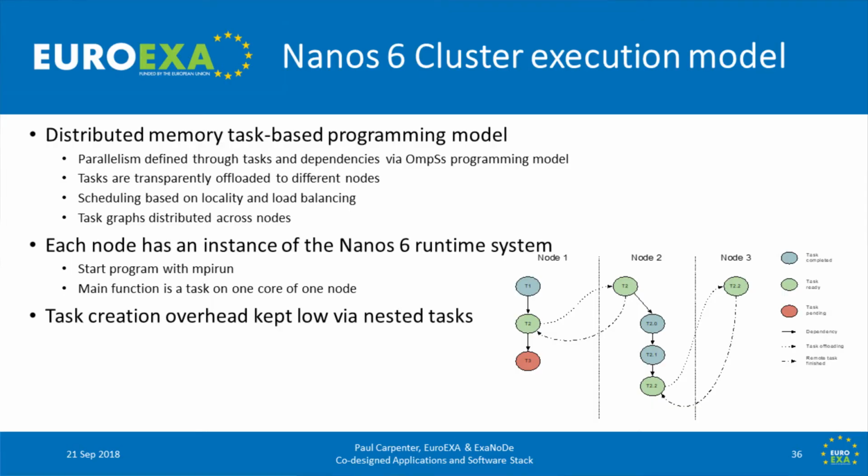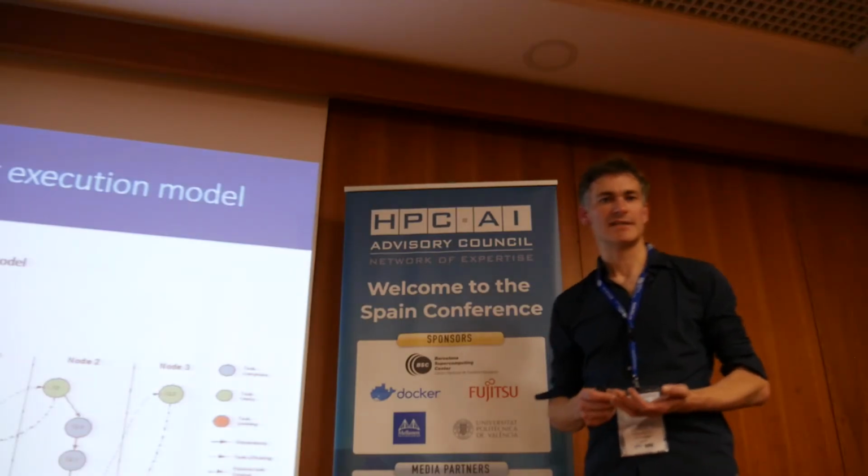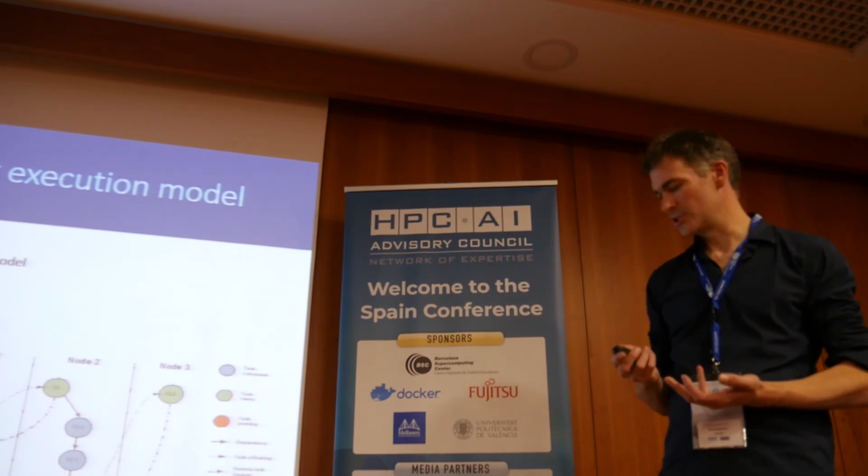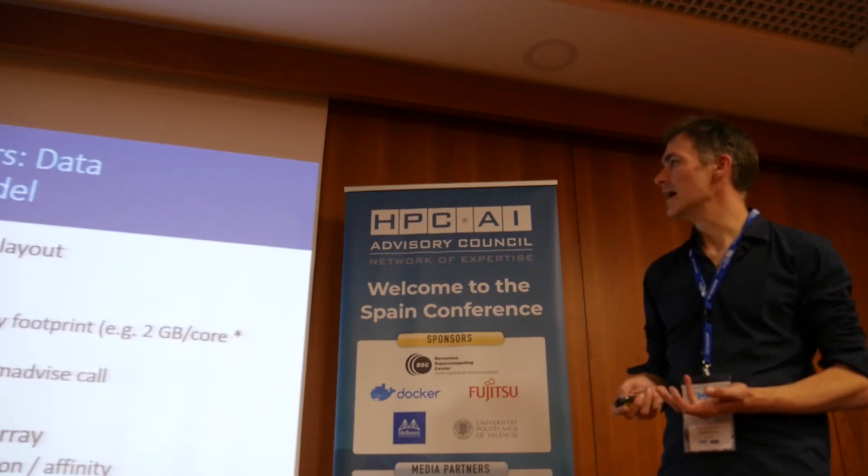Another variant that we have runs on distributed memory. So this is more or less extending OpenMP, which is a shared memory programming model, to offload tasks across nodes on the machine. So it can either be an alternative to MPI, or it can be a complement to MPI. This is something that we're targeting with several of the applications in the project.